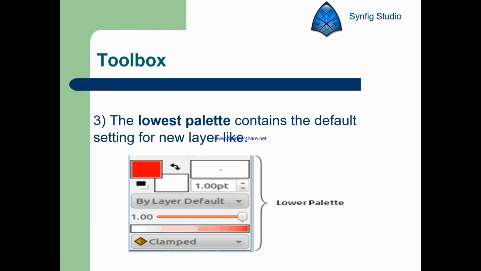Then we have opacity. Opacity means controlling whether your object is visible or invisible. If you press 0, it means invisible.